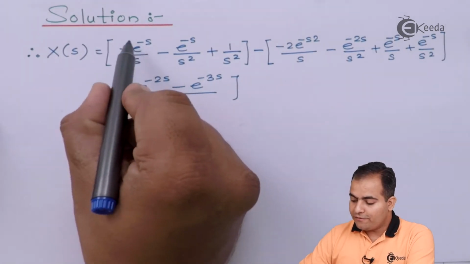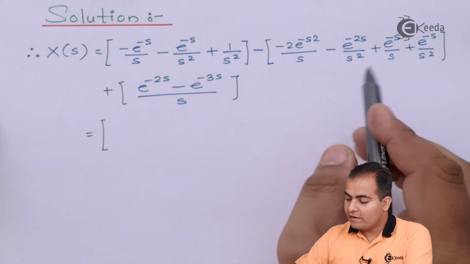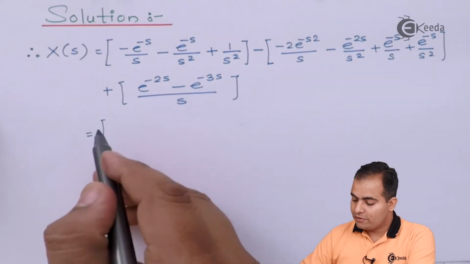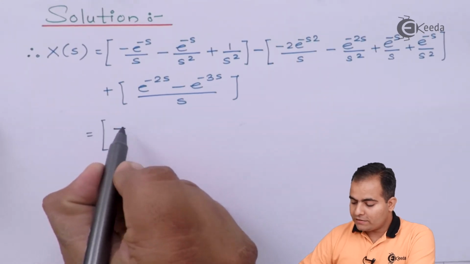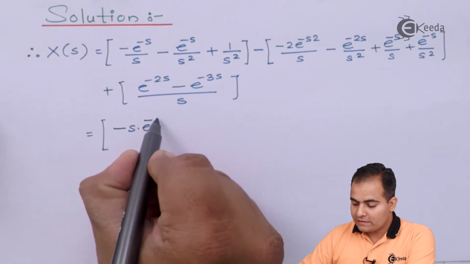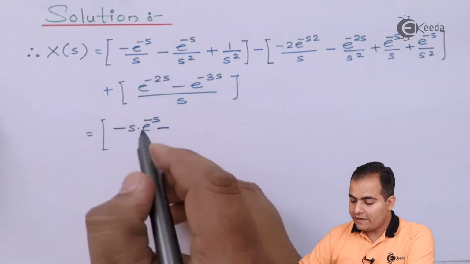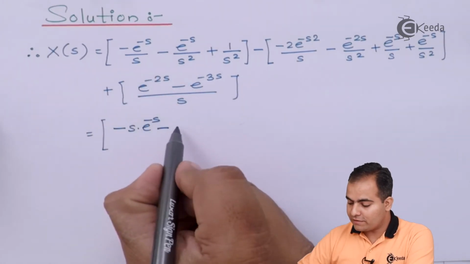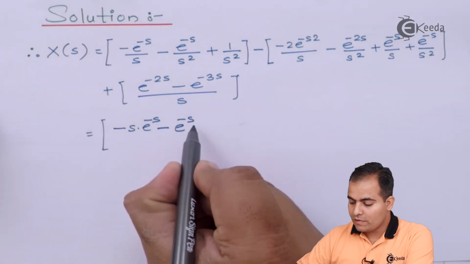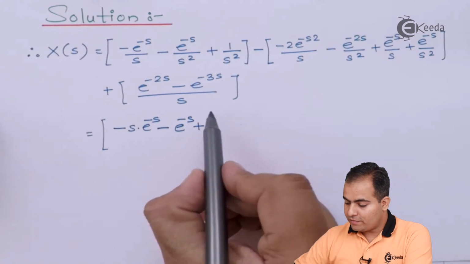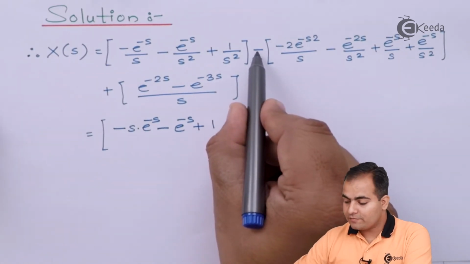So now in the first part, over here and over here, I'm going to multiply and divide by s. So first of all, minus s into e to the power minus s. Minus this term will be written as it is, because in the denominator we have s square, a plus 1.